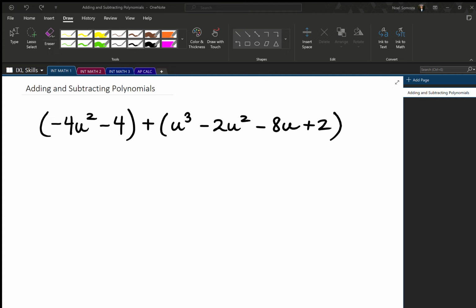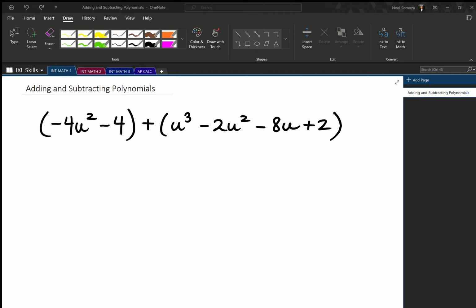Okay, here we're looking at another example, but here we're going to be adding polynomials instead. So let's take a look. What's great about adding polynomials is that the distribution that we did with subtracting doesn't need to take place. Because when you're adding polynomials, you can easily just rewrite the polynomial without the parentheses, because the parentheses aren't really doing too much at this moment.